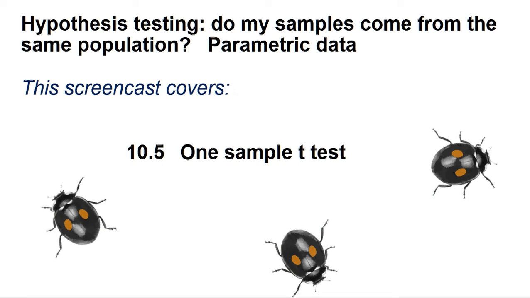This screencast covers section 10.5, one sample t-test. The one sample t-test is done when you wish to compare your sample data to a statistical population when you know just the mean of that population.